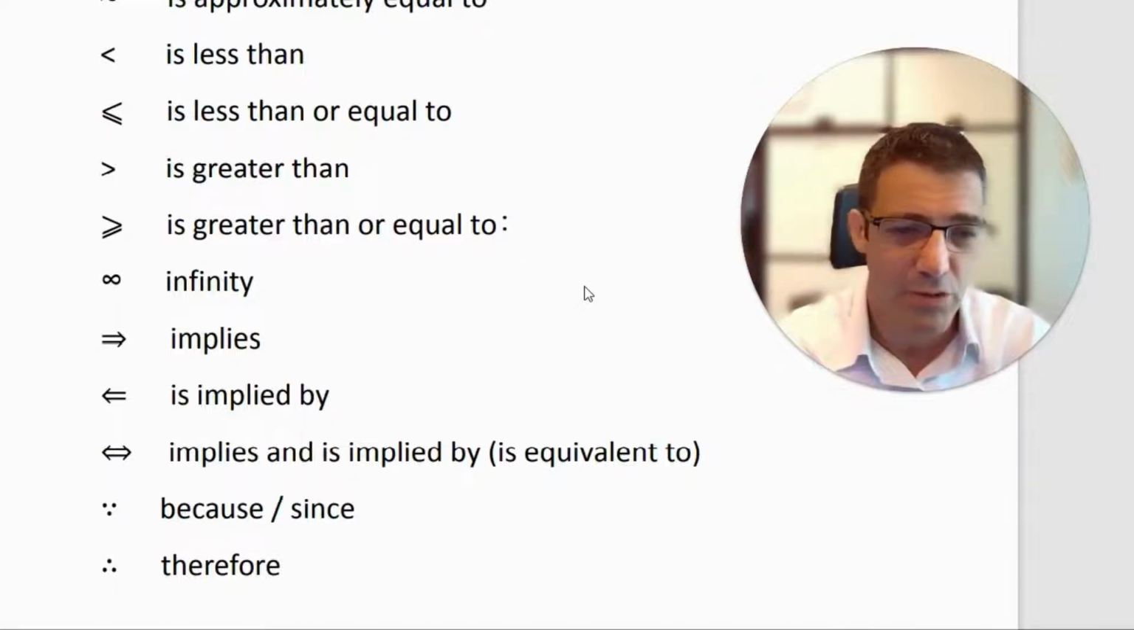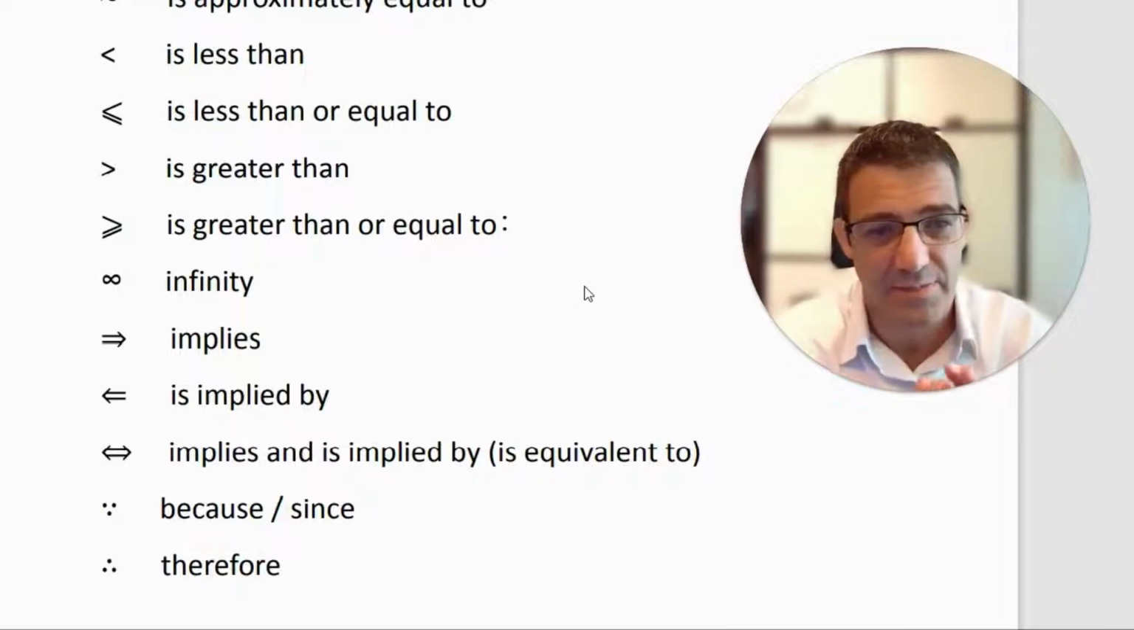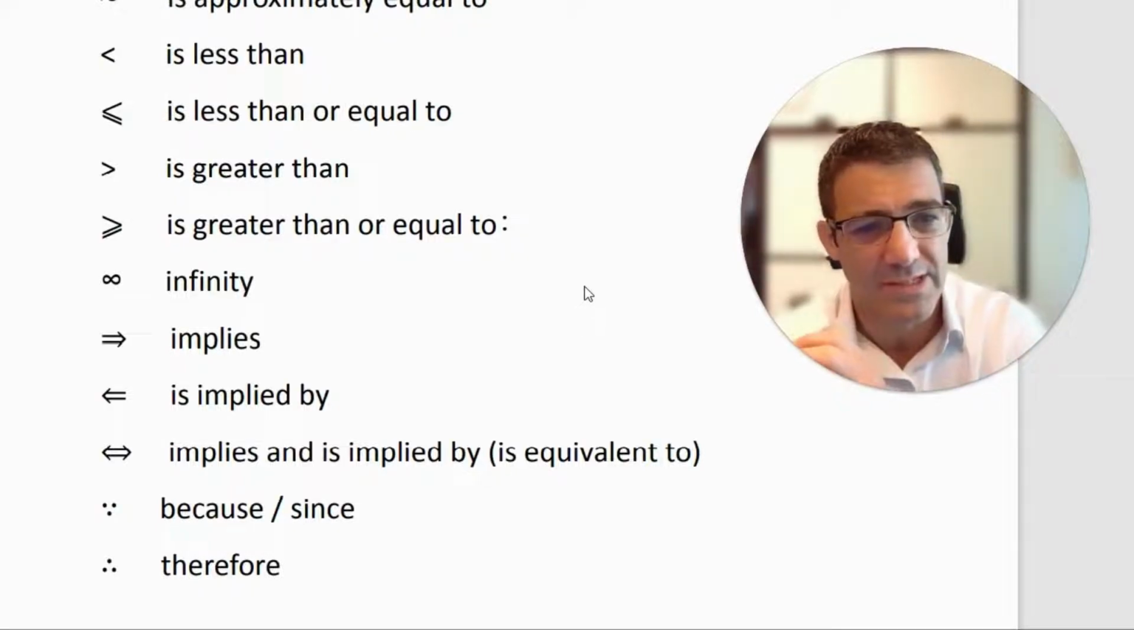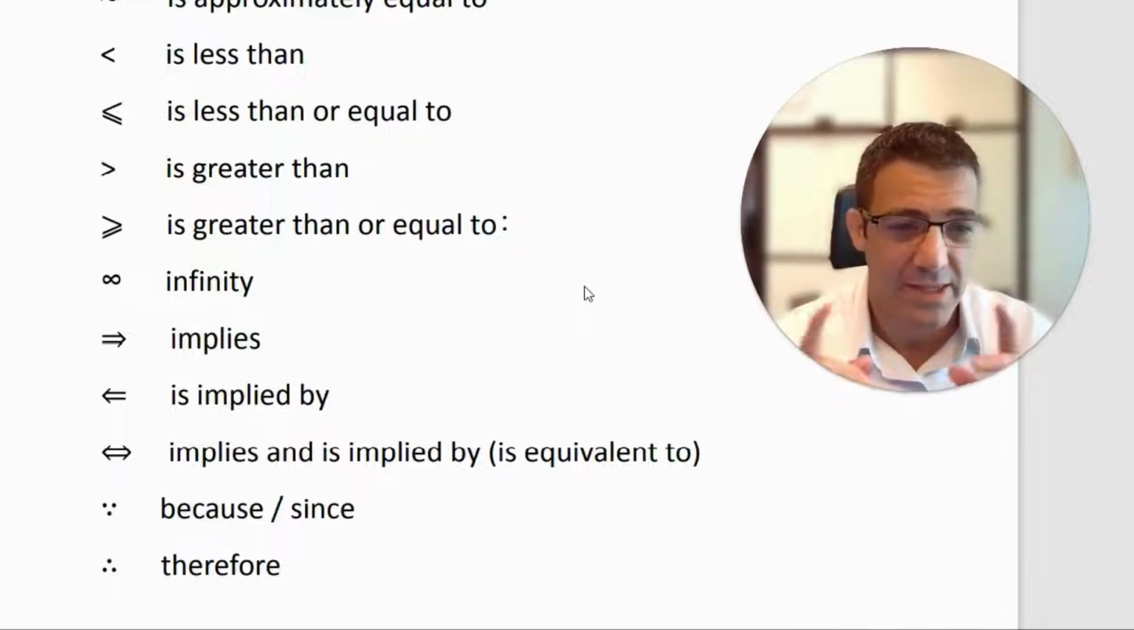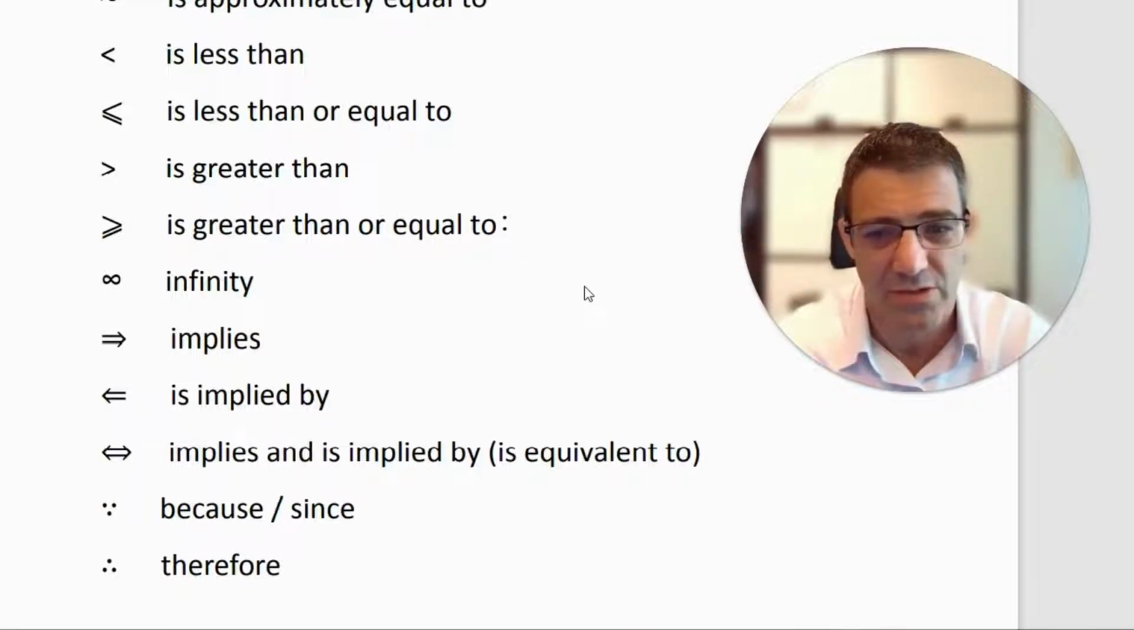An arrow pointing to one side saying a statement implies another statement, so this is a logic symbol. And then the other way around, is implied by, so your first statement is implied by the second one. And then the two-way arrow, saying implies and is implied by, so that both mean that the other statement is correct, so the converse is also correct.